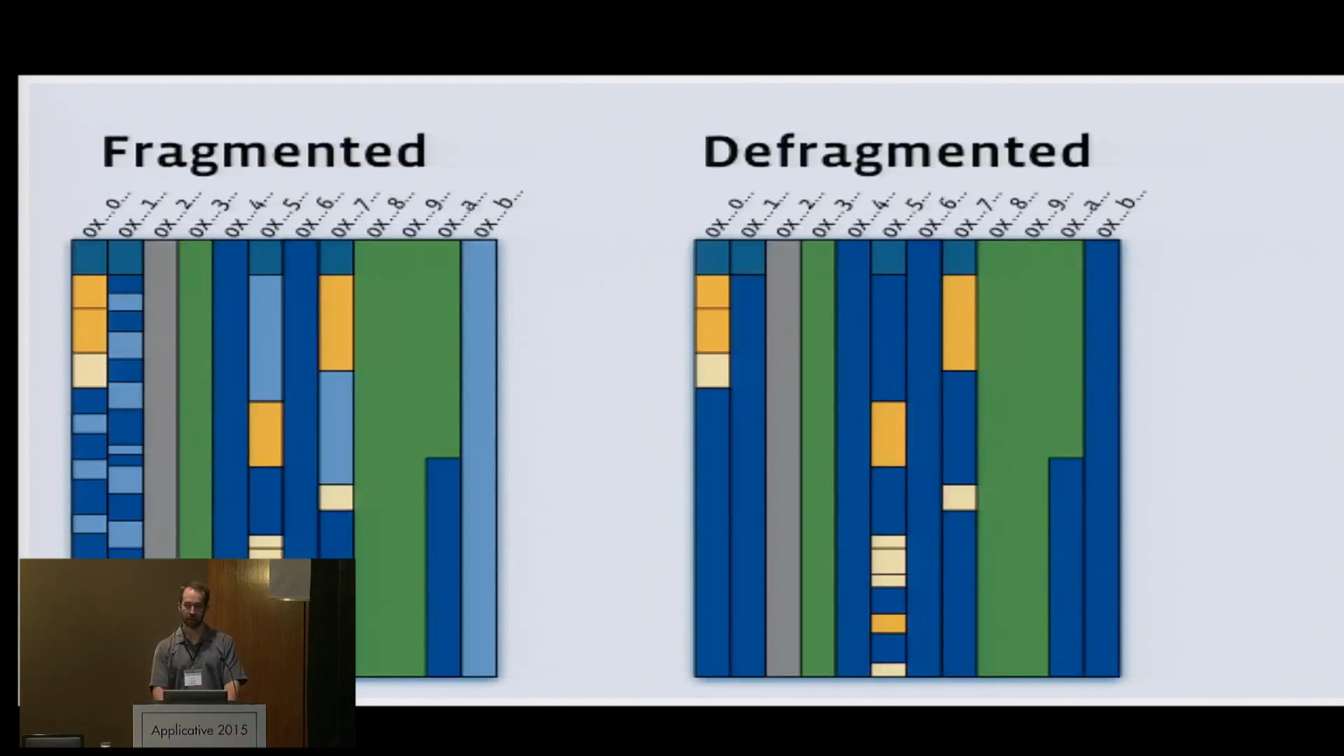Here's an example of what fragmented versus defragmented chunks look like. On the left side, you can see the light blue. Those are all dirty pages or dirty page runs. And you can see some pretty high fragmentation there on the left side. So each of these columns is representative of one chunk.